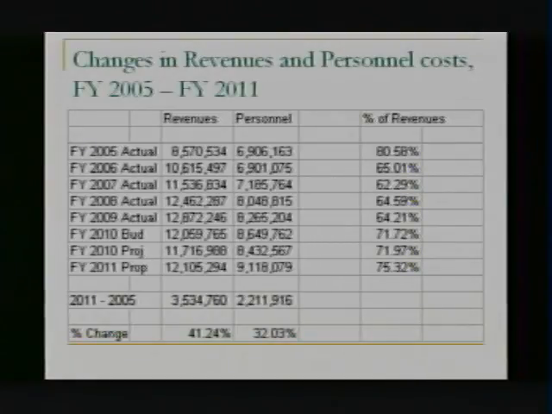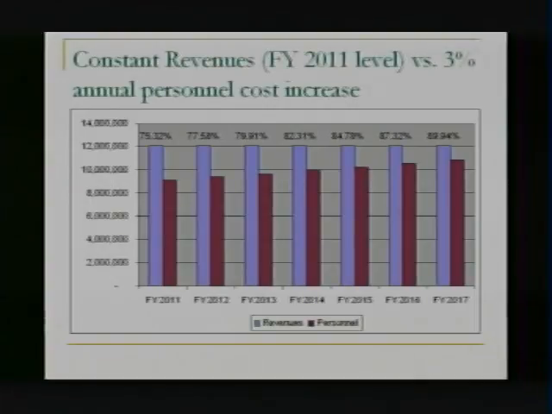What the mayor wanted us to look at then was if revenues remained flat going forward, and we assumed an average increase in personnel costs, what would that look like? So for the next slide, we held revenues constant at the 2011 figure of 12.1 million and inflated the personnel costs of 9.1 million by 3% annually going forward, just to see how that looked. So if you see in 11 the 75.32, then you can see how it trends up.